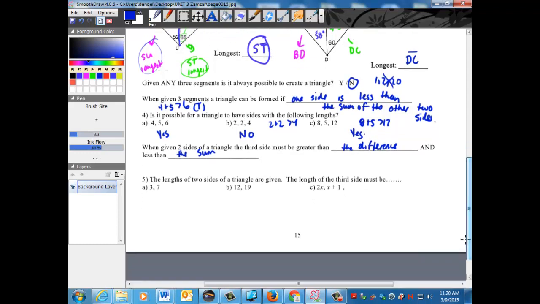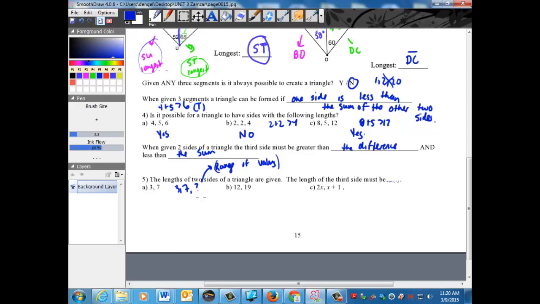Alright, so last problem. We're told that we have a length of 3, of 7, and then a question mark. And to find this question mark, we need a range of values, because we're being asked that the length of the third side must be, dot, dot, dot, which means they want a range. Okay, so it's not just going to be one answer.